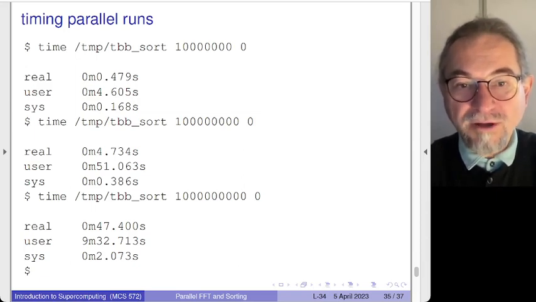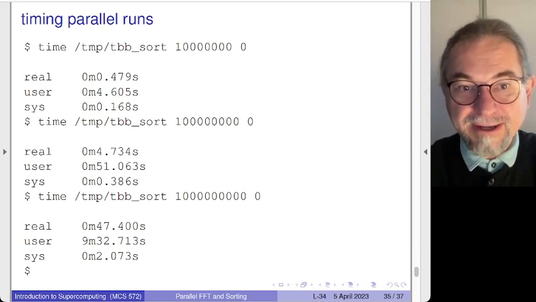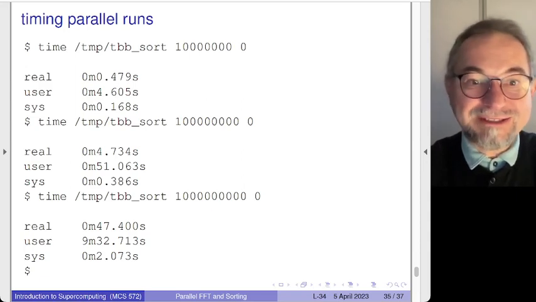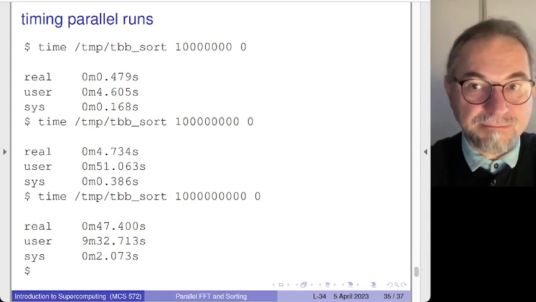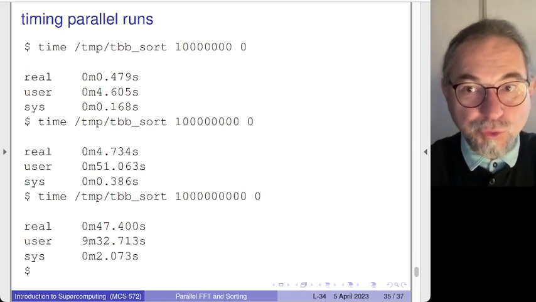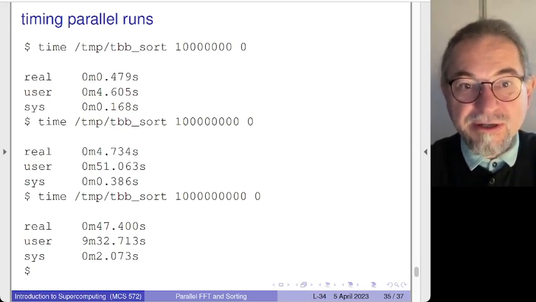So with 1 billion numbers, 2 to the power 30, you would expect actually the factor 30 to start creeping up in the n log n. But what you see, we have the real time, the wall clock time, 4.7 is 47.4. So the parallel sort here behaves as if it is linear as far as the wall clock time goes.